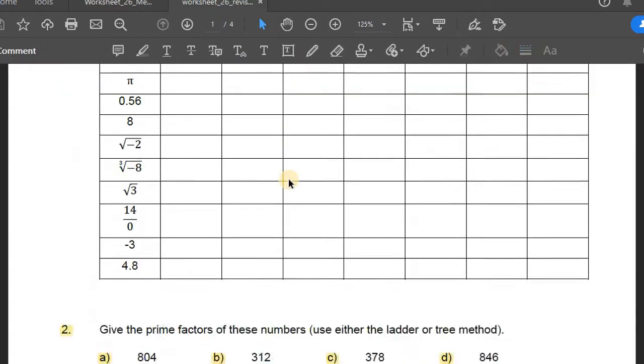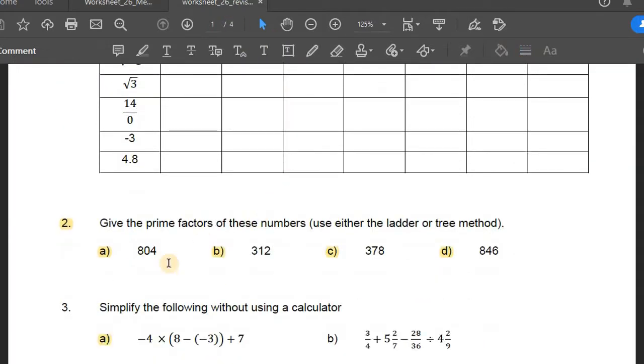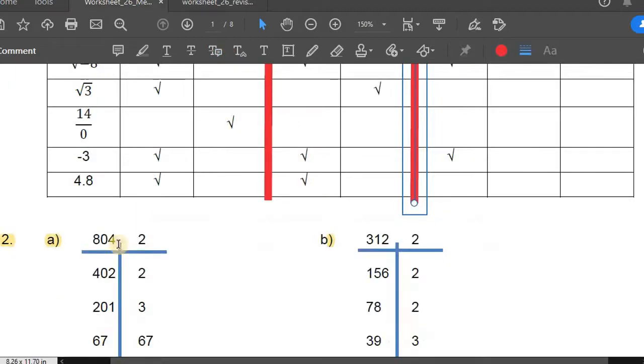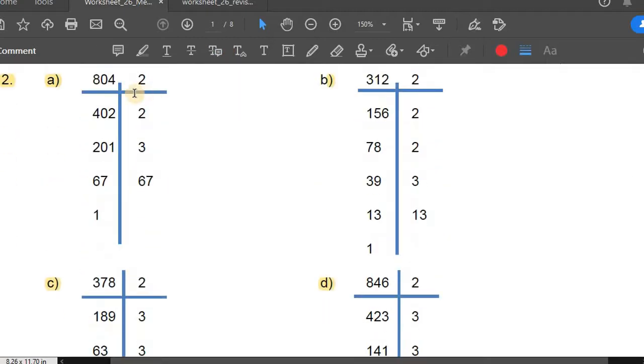Let's go to the next one. Alright, give the prime factors for these numbers. Use the tree method. So we've got the number 84.